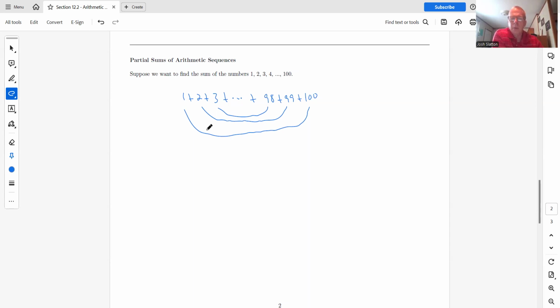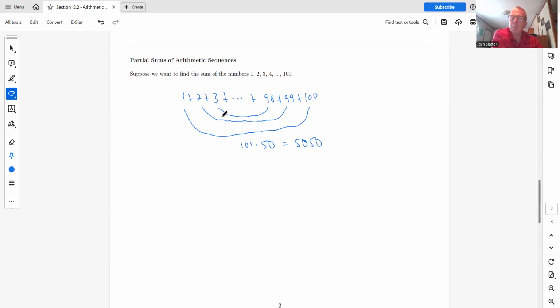And if you notice, 1 plus 100 is 101. 2 plus 99 is 101. 3 plus 98 is 101. And so as we move in, every pair of numbers that we put together, the sum will be 101. So how many of these do we have? Well, I kind of gave it away in that the middle pair will be 50 and 51. So we start with 1. The first pair starts with 1. The last pair starts with 50. So that would be 50 pairs. So if we do 50 times 101, that would give us 5,050. That would be the sum.